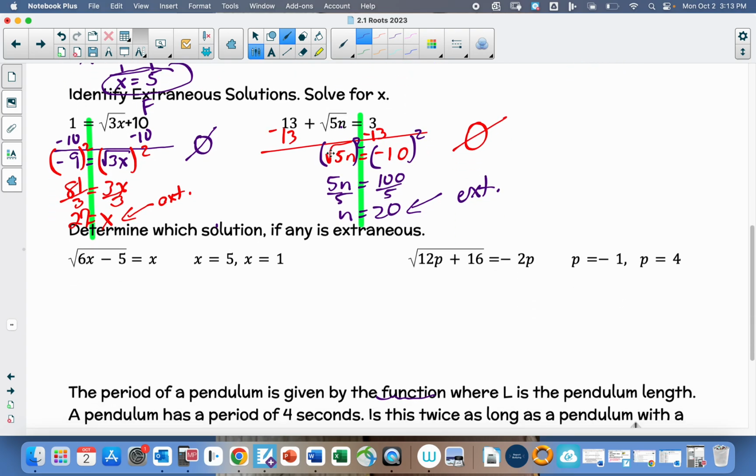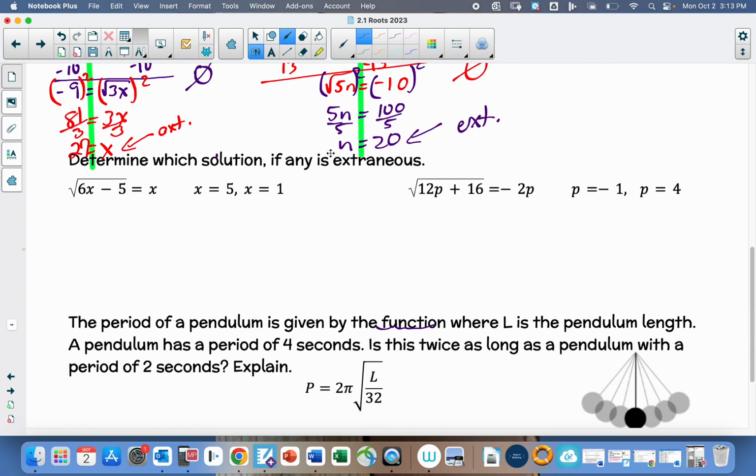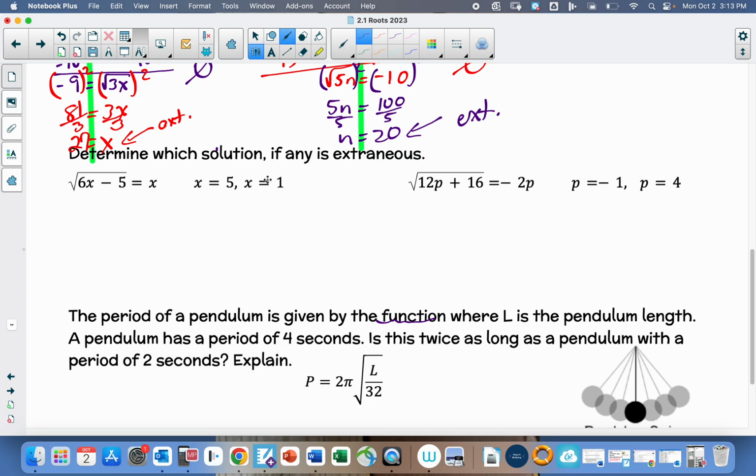All right, there's going to be a section on your test that's going to be asking you to determine if there are any extraneous solutions. So it's going to give you a radical equation. So there's my radical equation. And it wants you to check out these two different solutions to see if they work. So we're just going to plug them in.